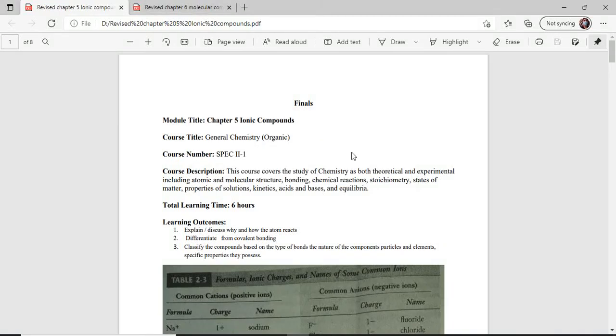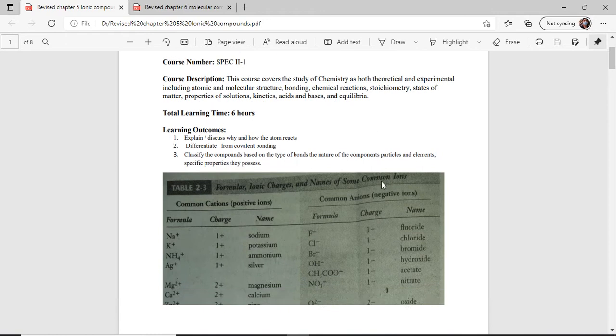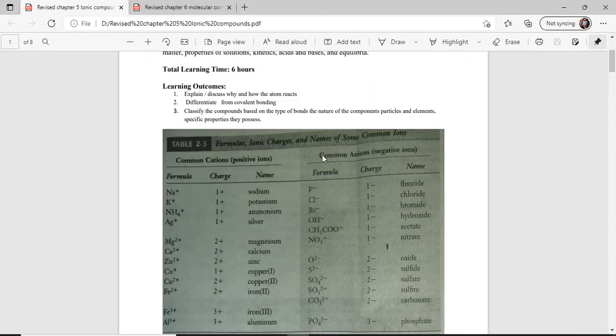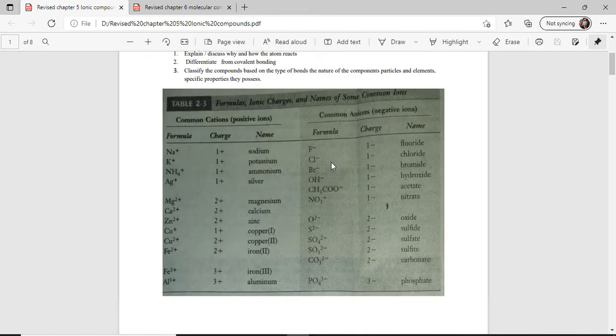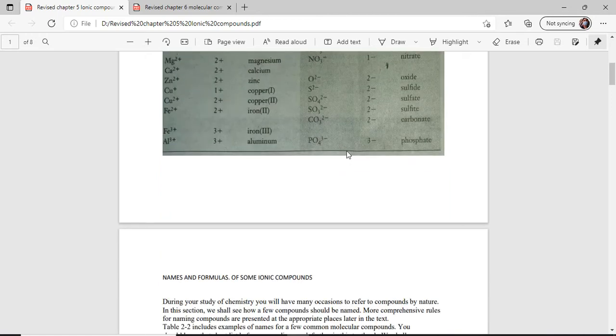Okay, so good day. We are now down to our second to the last chapter sa aton nga general chemistry, which is now chapter 5 for ionic compounds. After the nomenclature, we will be discussing how to properly name sila nga formula kag mga some ionic compounds.